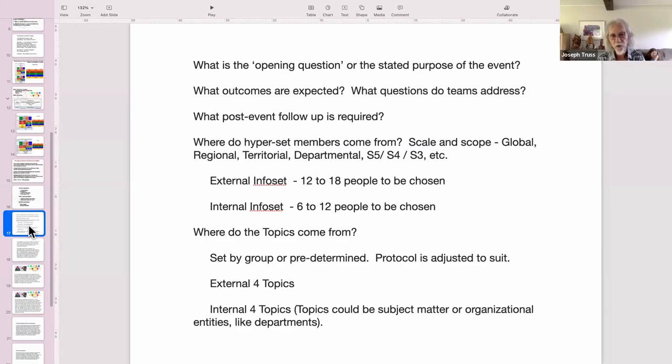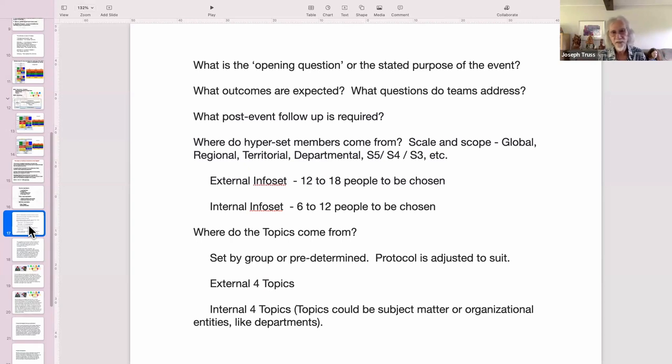Is there any post-event follow-up required? As we know, coming out of this integration, you have lots of information, but you typically do need a team afterwards to be able to keep it in the organization. So where do hyperset members come from? You look at both the scale and the scope. Is this global, regional, territorial, departmental, or a subsystem within a system? In the external info set, you need 12 to 18 people to be chosen. And typically this would be because of their expertise. They're bringing information in.